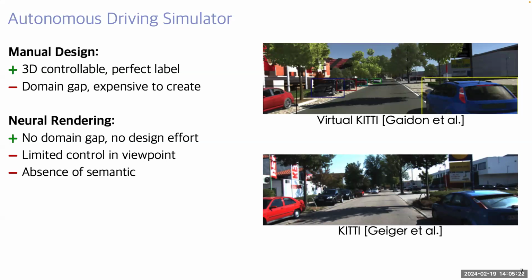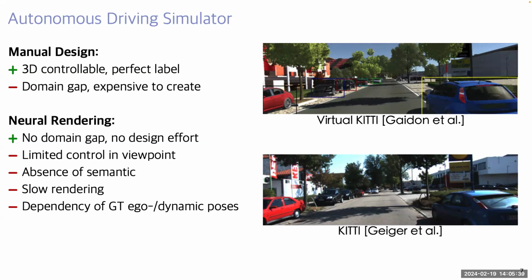Also, there is no semantics if you directly collect the video. We do want to provide semantic information to really enable training or evaluating autonomous driving algorithms. And originally NeRF renders very slowly, and this also limits its real application. Furthermore, it depends on ground truth camera poses as well as the poses of dynamic cars. If the scene has dynamic cars, the rendering algorithms usually require the ground truth of the dynamic vehicles to be able to reconstruct the scene, and those are also not easy to obtain.